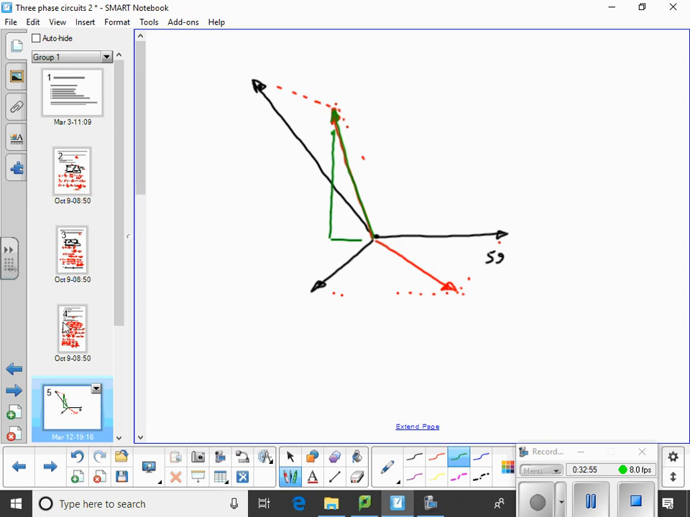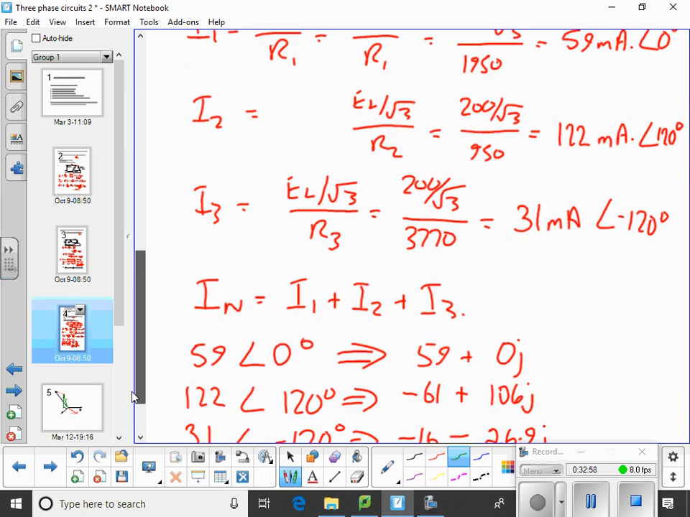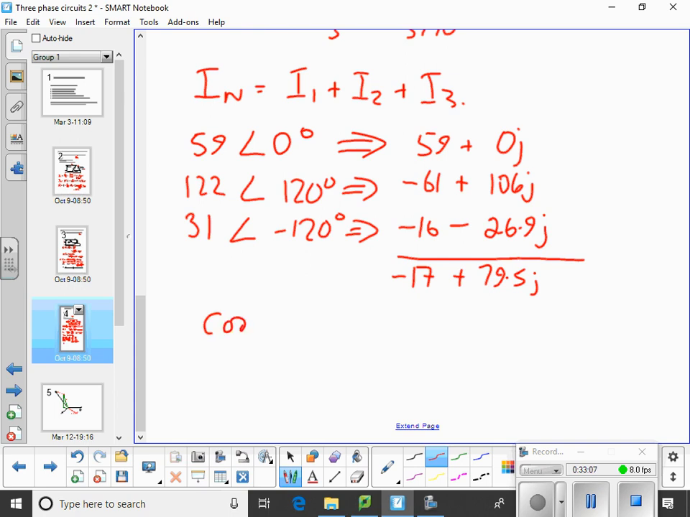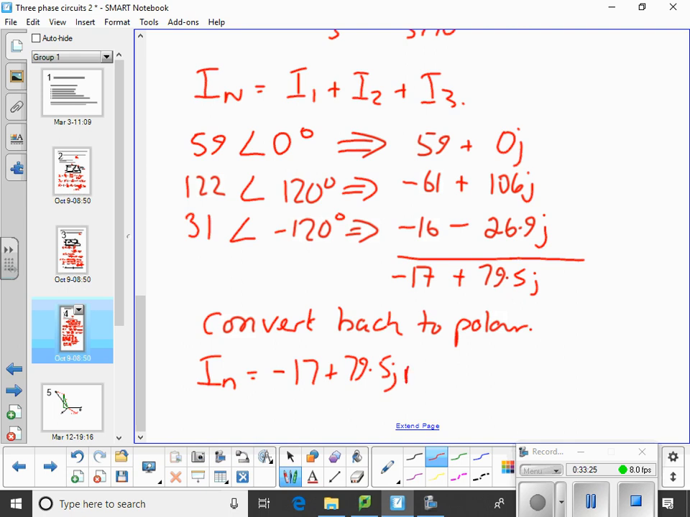If you now convert that minus 17 plus 79.5 J back to polar form, so IN is equal to minus 17 plus 79.5 J milliamperes, because I went milliamps, didn't I? Converting that to polar, what do we get?